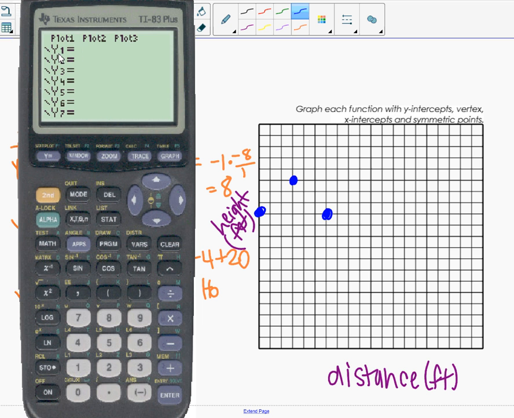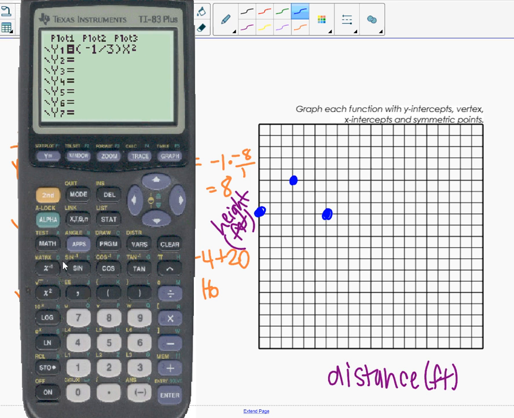If your screen looks anything not like this, and you're not sure why, you guys, you need to come talk to us right away, okay? So I'm going to put in my first function, which is -1/3 x squared, okay? Remember, your fractions always need to be in parentheses.